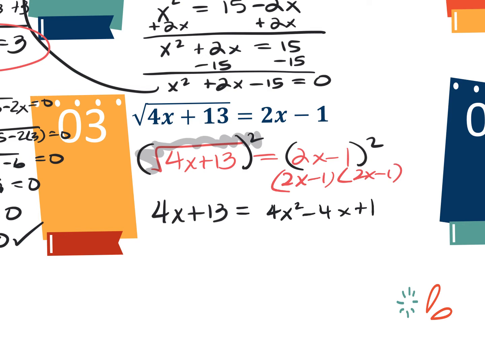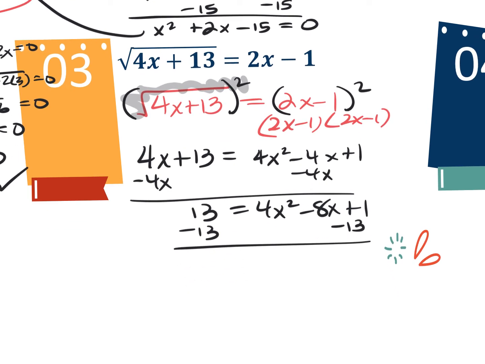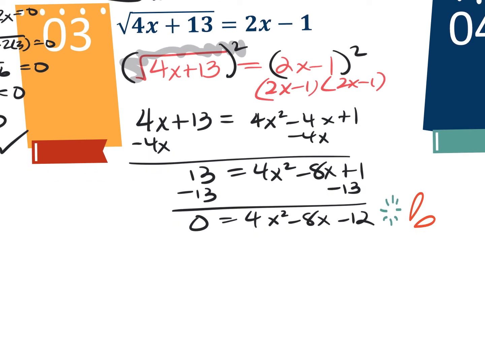I now need to get this into standard form. I want to keep my x squared term positive. So I'm going to move the 4x over and the 13 over. Subtract the 13 now. And now I'm left with 0 equals 4x squared minus 8x minus 12. Let me go ahead and just flip it around.